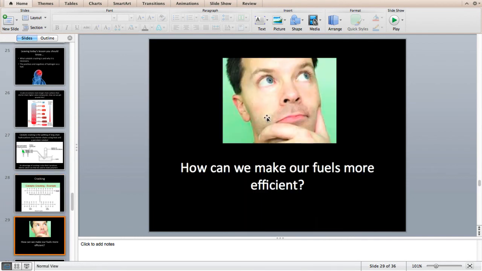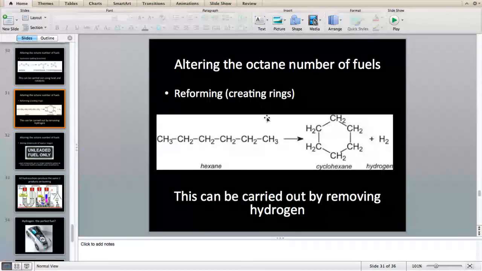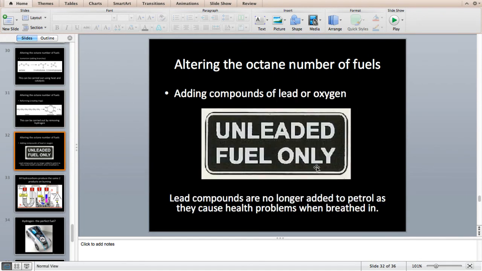Now, making fuels more efficient. Once we've cracked our long chain hydrocarbons, girls, we can make them more efficient again. We can increase their octane number by doing a number of things. First of all, we can add branches or change the structure. Remember I said adding branches increases the octane number. We can do this again using heat and catalysts, and this is called isomerism because you're changing the structure. You also have what's called reforming, which means you're removing hydrogen and creating these circular rings, again increasing the octane number. So that's done by removing hydrogen.